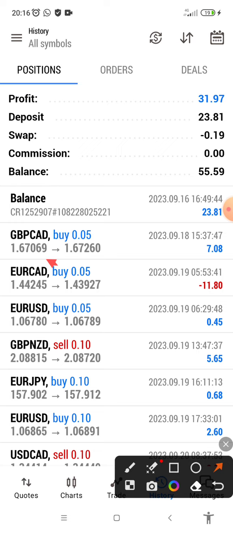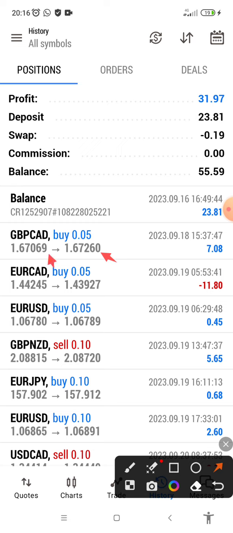Okay, now the entry price for GBP card was 1.67069. I told those of you how to do the calculation of take profit and stop loss. If you have watched that video, I've told you that the last number after the decimal point, in this case the 9 here, that one is often called the pipette.